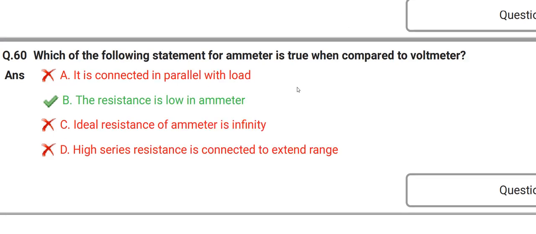This is the last question for part 1. Okay, so question 60 we will do later. Which of the following statements for ammeter is true when compared to voltmeter? So we know that the resistance is low in the ammeter. Okay, so this is the 60 questions we did. Do practice the 60 questions. You can download this paper from the all exam review website, and the exam book website also. And this is part 1. We will do part 2 later.